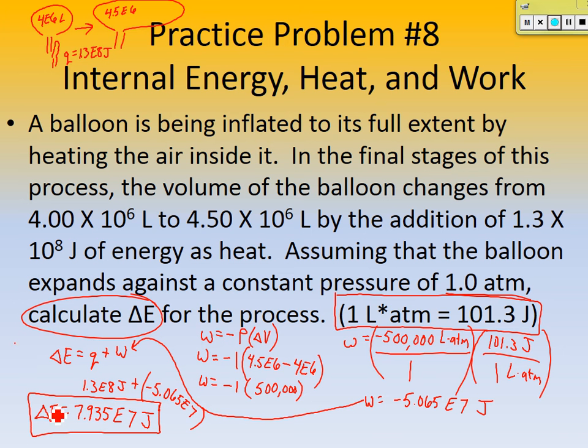Delta E is the change in internal energy, which means it's the energy of the what? System or the surroundings? System. Okay, it must have increased by 7.935 times 10 to the 7th joules. Okay. Very good. So that's kind of combining all the stuff that we learned today.